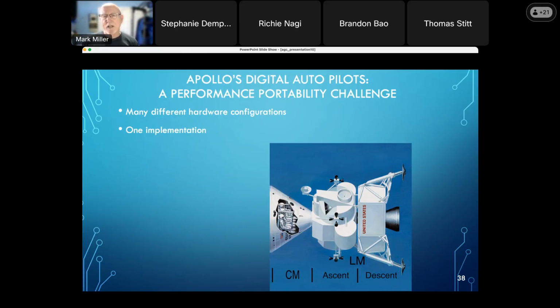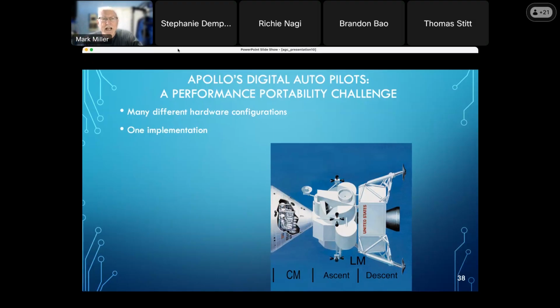Okay, that was Apollo 13. It was the only mission where that configuration was flown. Nonetheless, software engineers had already anticipated that something like this might be needed, and they actually had guidance software even for this configuration.